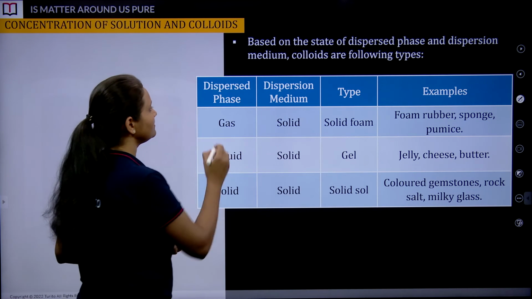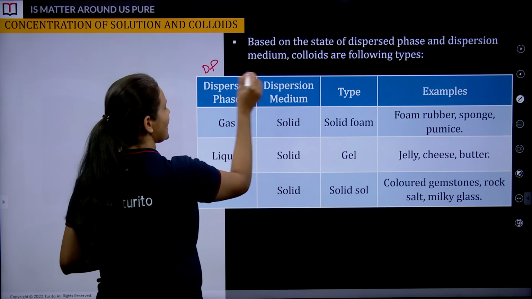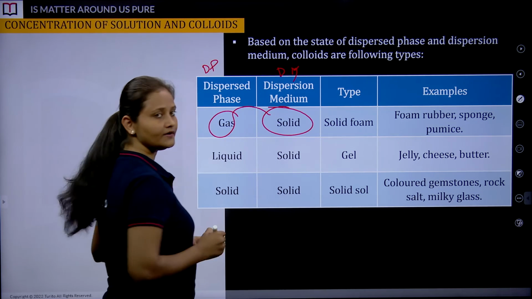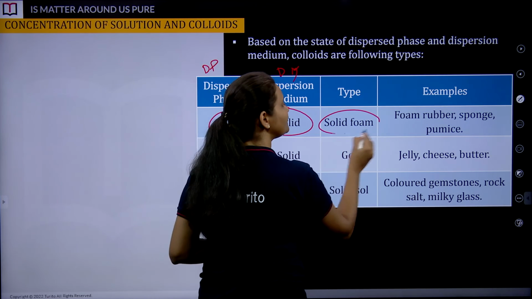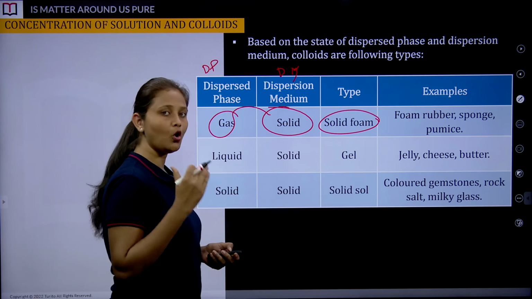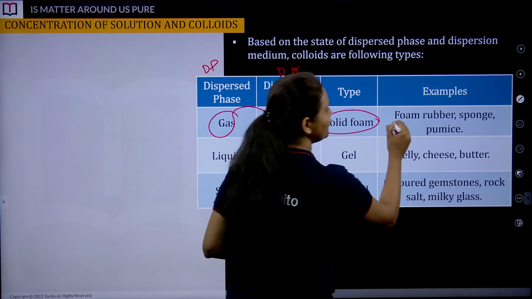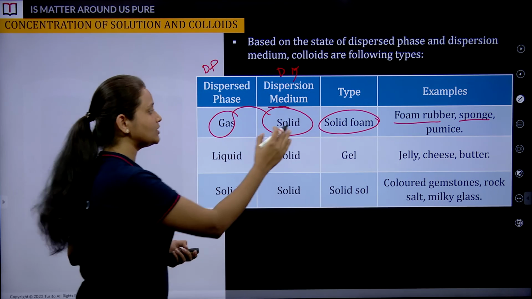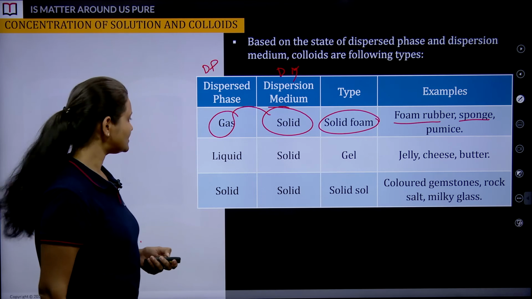Next we are having dP as what? Gas, and dm as what? Solid. So gas into solid, giving you solid foam. So always try to remember the type of colloidal solution also. Example, foam rubber, sponge. Okay, these are some examples of what? Solid foam type of colloidal solution.